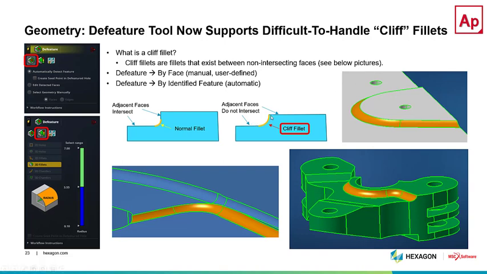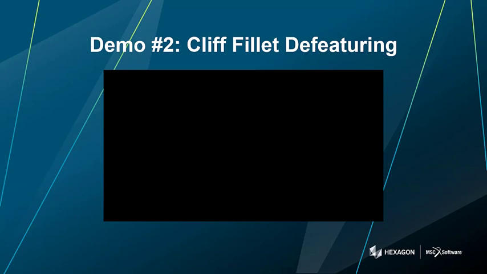So what we needed to do was develop the tool so that it realized this ended up being a 90-degree angle, or whatever else it ends up being. And now we have an enhanced defeature tool. Both the by face and the by identified feature options work, and you can see examples here. And then I've got a demo for you showing an example as well.